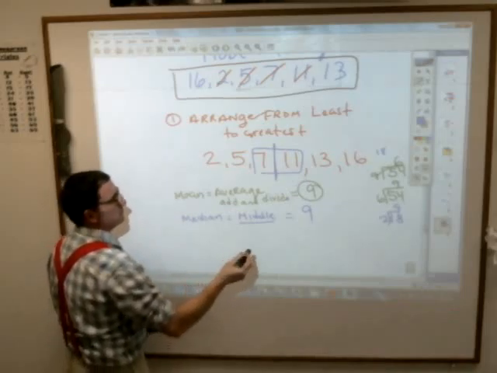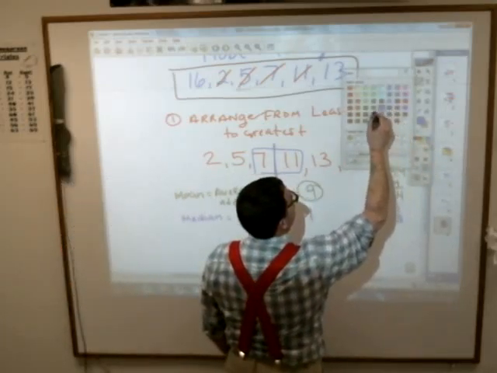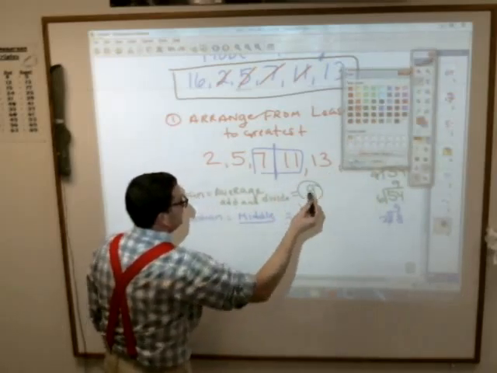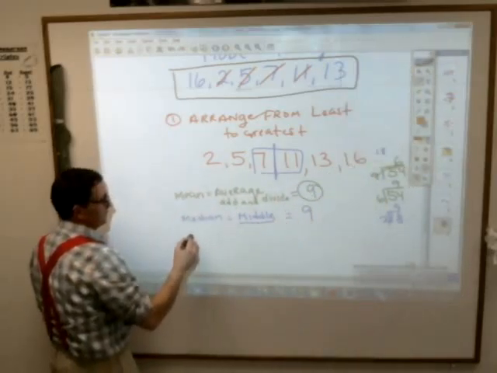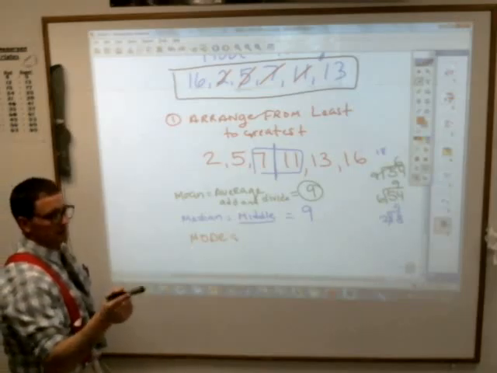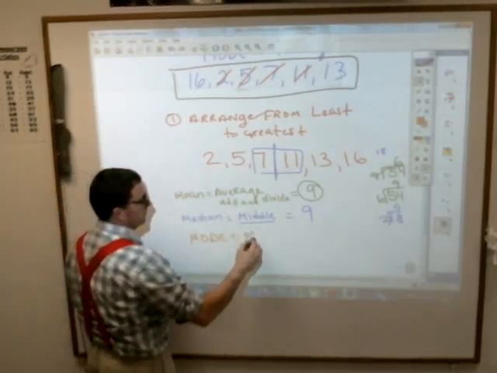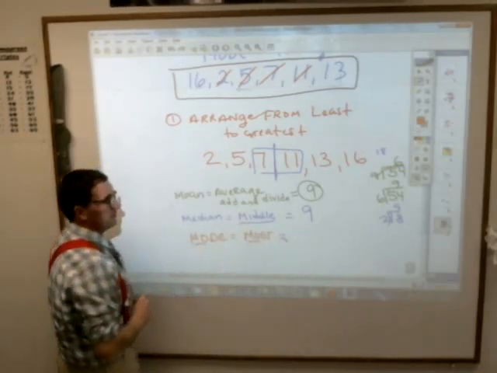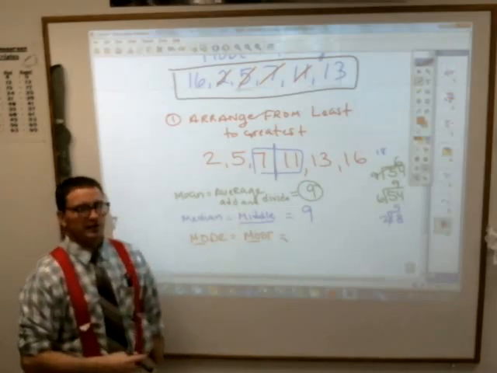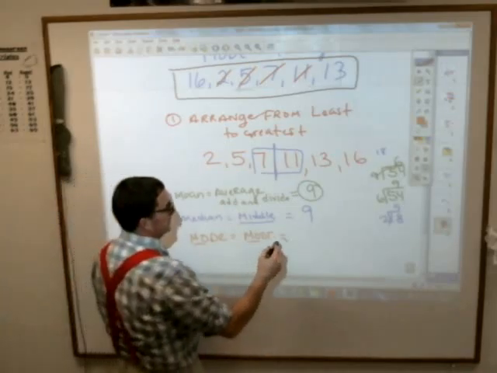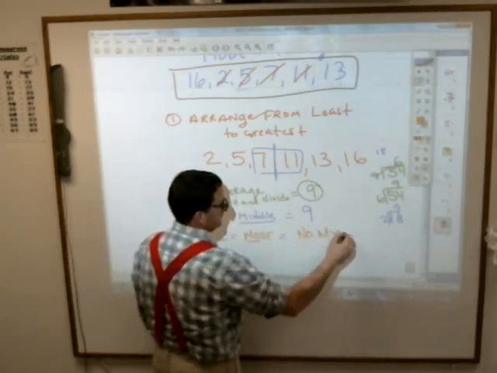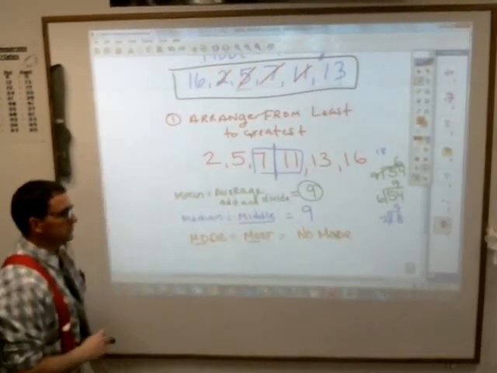How about the mode? Anybody? And I probably picked a bad example for the mode. A good hint for mode is, Michael? Most. Yeah, the most. The number that appears the most. M-O, mode, M-O, most. And in this one, if you look at it, is there any number at all that repeats? There is not. So in this one, there is no mode, because there's no number that repeats, and that's what mode means.